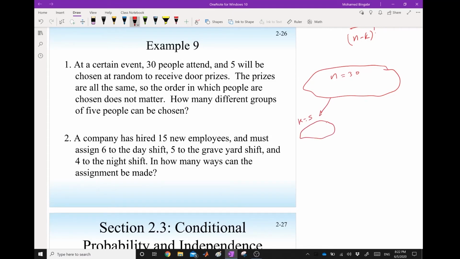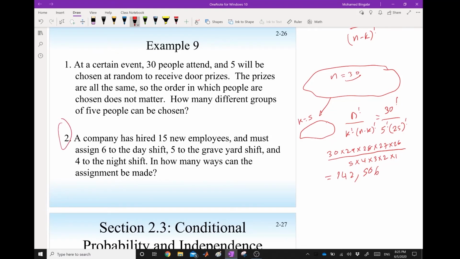The order in which people are chosen does not matter. If I choose Ali, John, Samantha first, or Samantha, John, Ali, it does not matter. They will just receive the same prize. So how many ways out of these 30 people can 5 be chosen? That is a combination. So it will be n factorial over k factorial times n minus k factorial. So that is 30 factorial divided by 5 factorial times 30 minus 5, which is 25 factorial. And you can use a calculator to solve it. It will be 30 times 29, 140,20,506.